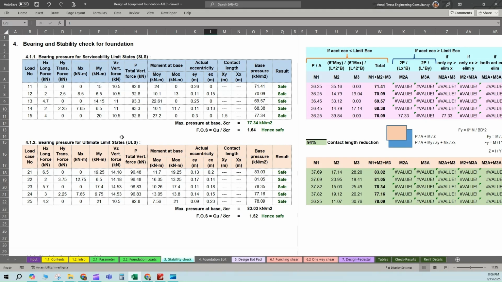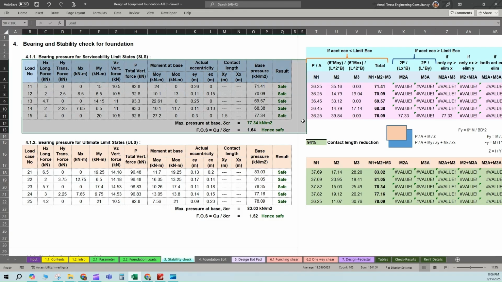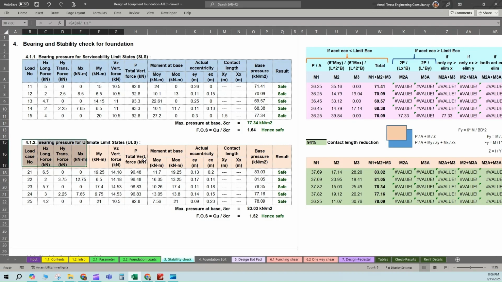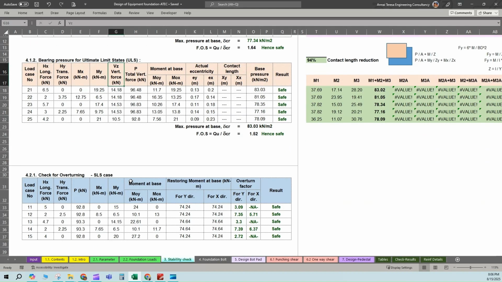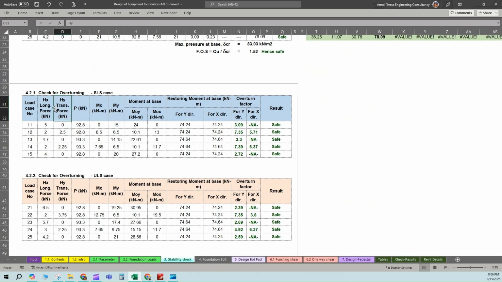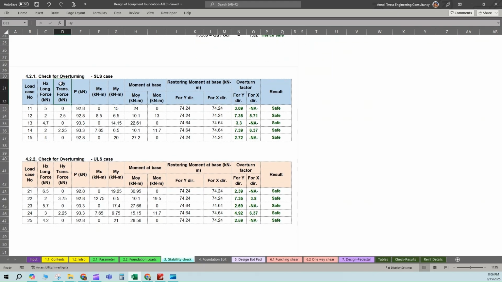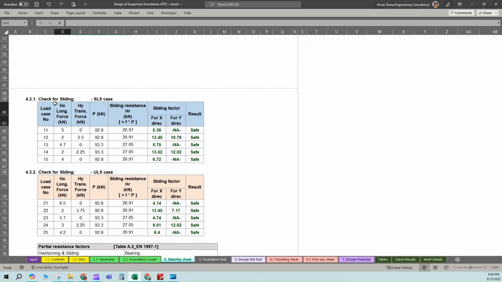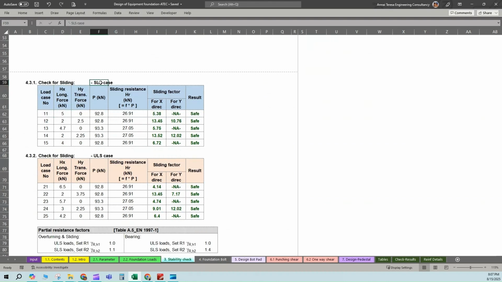You can see the Excel sheet which is showing the bearing and stability check for the foundation. These are the various tables listed here. The first table is for the bearing pressure check in SLS load combinations, and the second is the bearing pressure check in ULS load combinations. The next table is the check for overturning in SLS and ULS cases, these two tables. And finally the check for sliding, where we also have two sets of load cases.